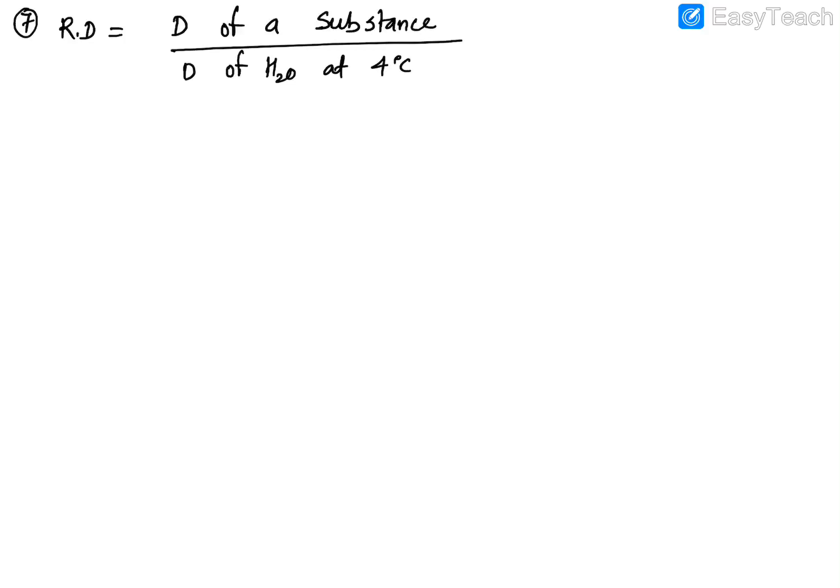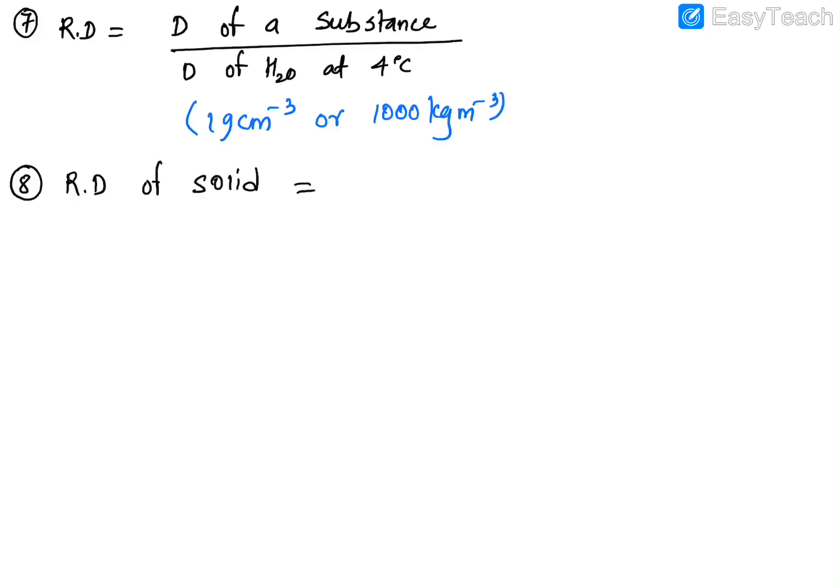What is the density of water at 4 degrees centigrade? It's either 1 gram per centimeter cube or 1000 kg per meter cube. You will choose the value depending upon the other data. If your density of substance is in CGS, you'll write 1. If it's in SI, you'll write 1000. Next formula is the RD of solid. It is found by weight in air upon weight in air minus the weight in water.